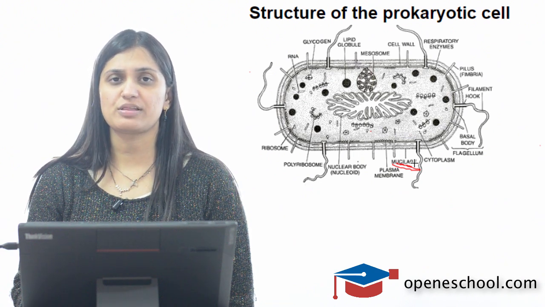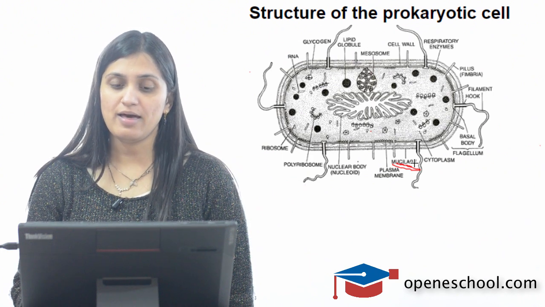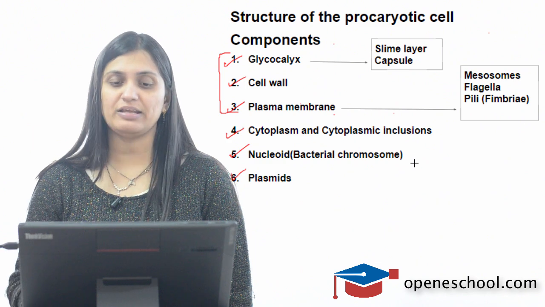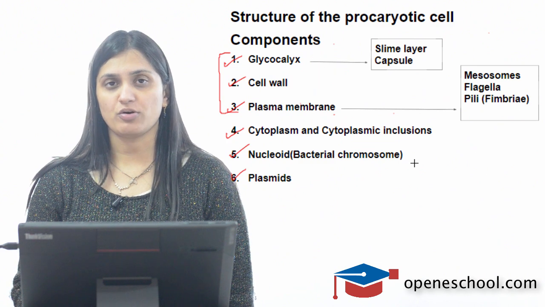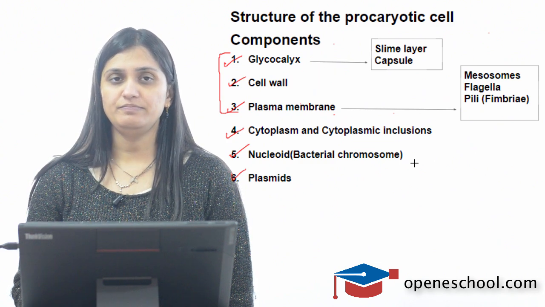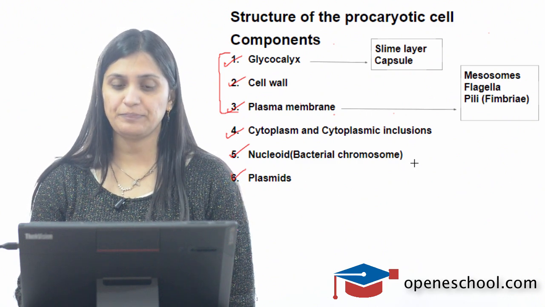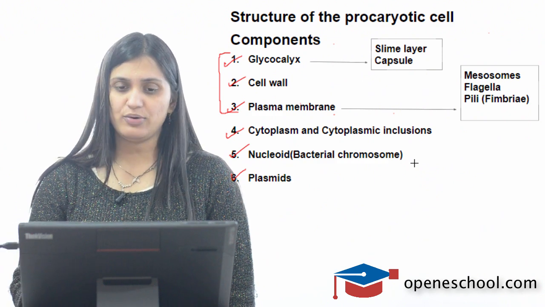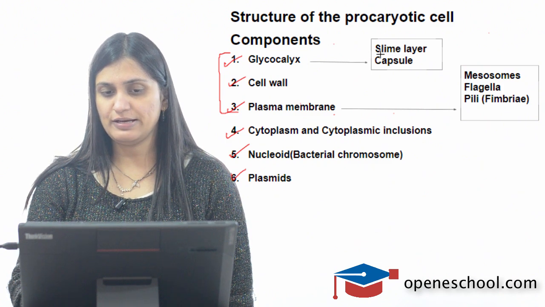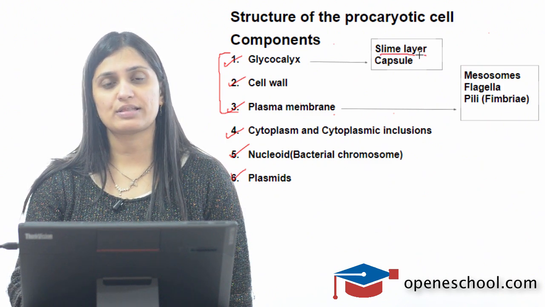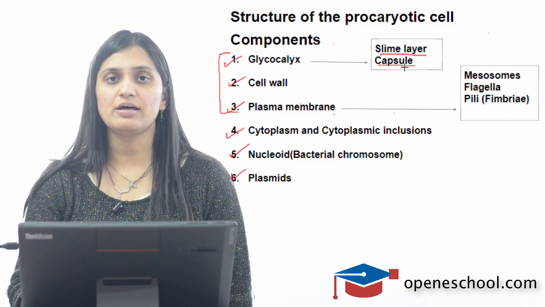Glycocalyx is not essential for the survival of the bacterial cell, but it performs some very important functions in the bacterial cell. Like the first one, it protects the bacteria from harsh environmental conditions. Then it protects the bacteria from toxins present in the surroundings. Then it protects the bacteria from viruses getting attached to it. Now the glycocalyx, if it is in the form of a layer which can be easily deformed and removed, then it is called a slime layer. The second one, if the glycocalyx is rigid and tough, then it is called the capsule.